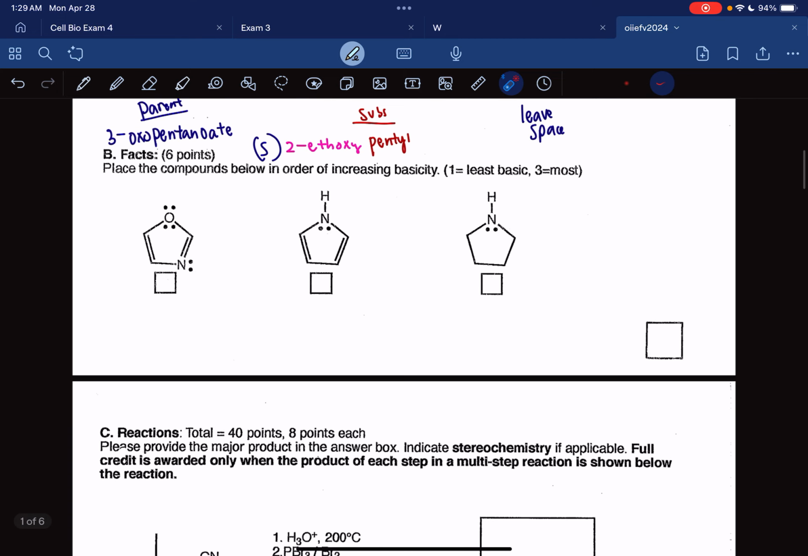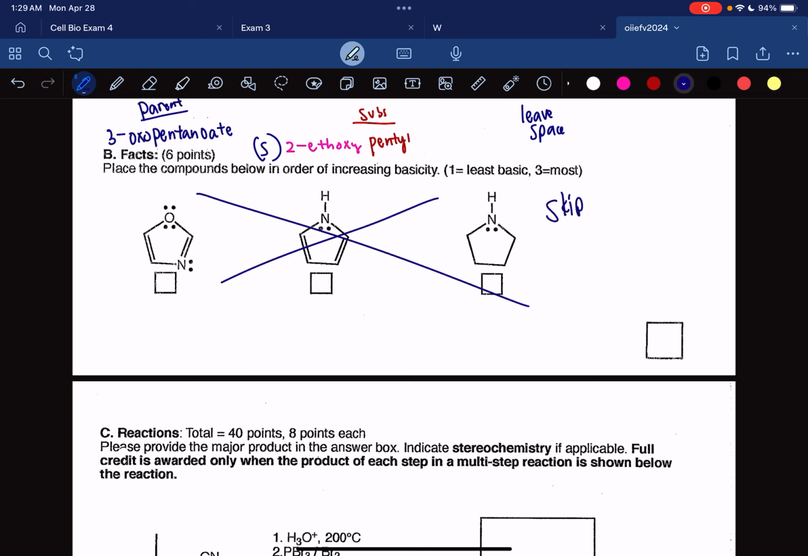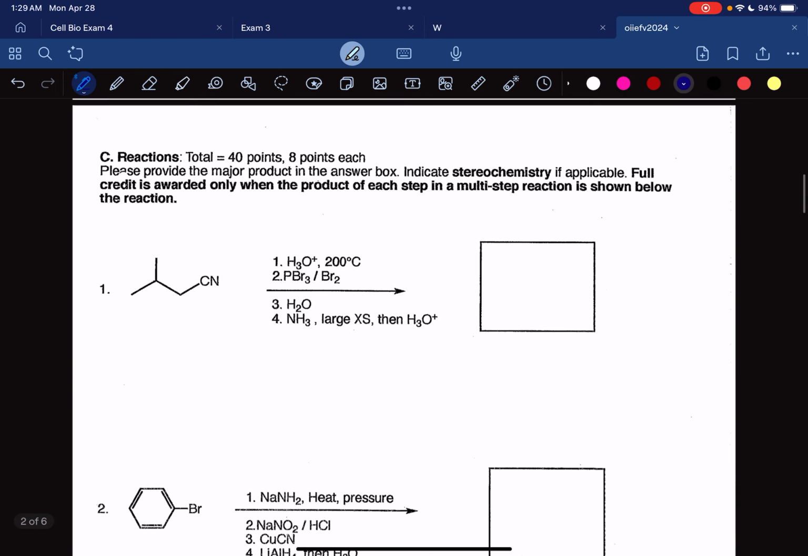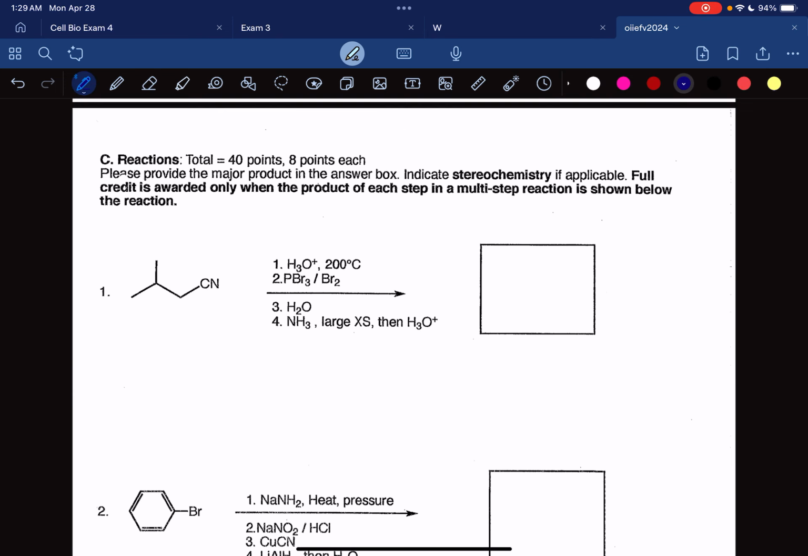Facts, I think you won't have facts on your exam, so I'll skip this for now. But I will come back to it at the end. If you do have facts, you can watch that. But we'll go straight into the reaction section. So she is going to be very tricky with these. On the final exam, she always tests every exception, basically. So you have to really know your reaction sheet extremely well.